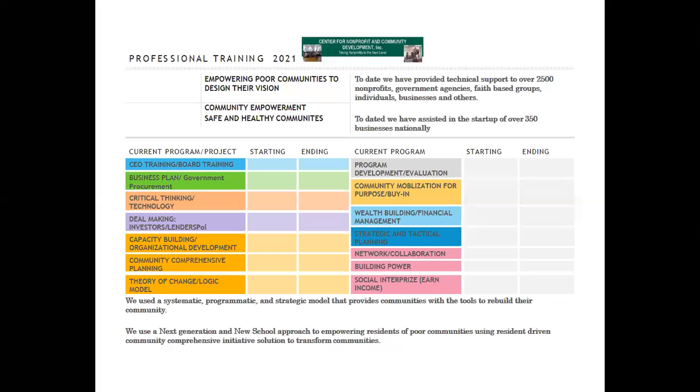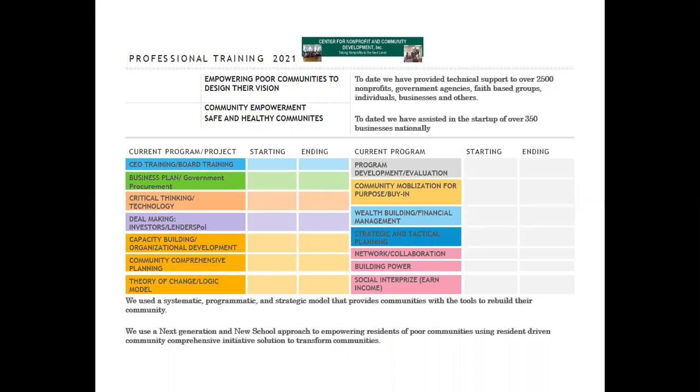Wealth building and financial management is a must. And I'm not even sure if these words are spelled correctly, so bear with me. Wealth building and financial management is another key component. Wealth building has to do with how you build individual wealth, and more importantly, how you build community wealth.